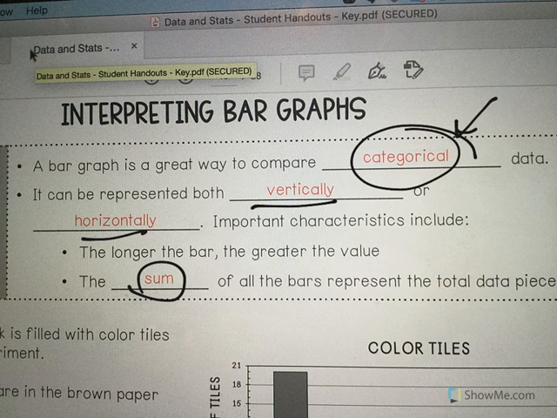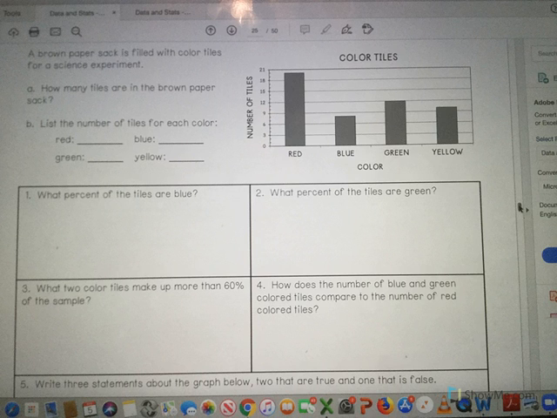So let's take a look at this and move down. The first question is, well, first let's read what this is. A brown paper sack is filled with colored tiles for a science experiment. So there's red, blue, green, and yellow. And how many tiles are in the brown sack? Well, the only way to know how many tiles is to add up all the bars.